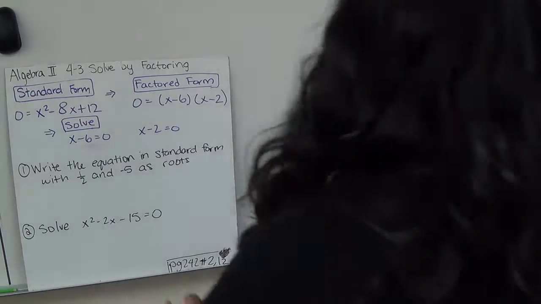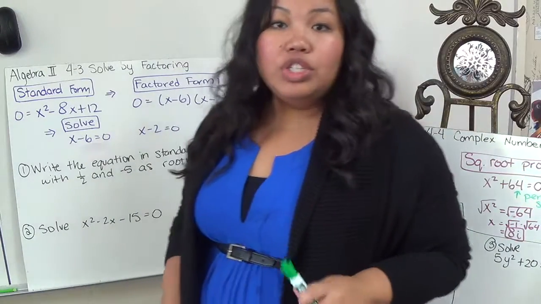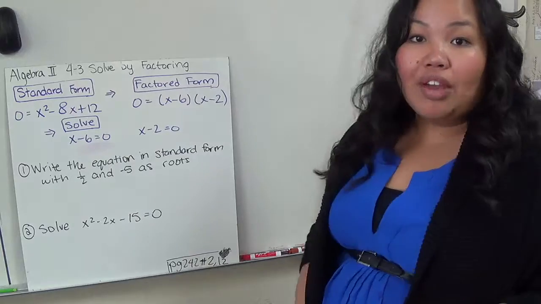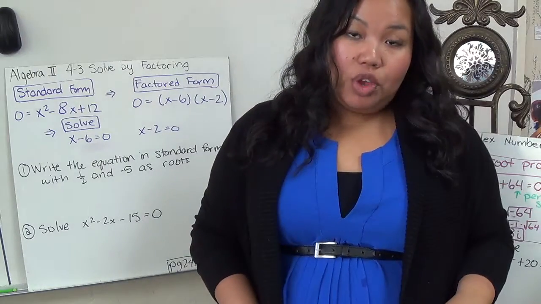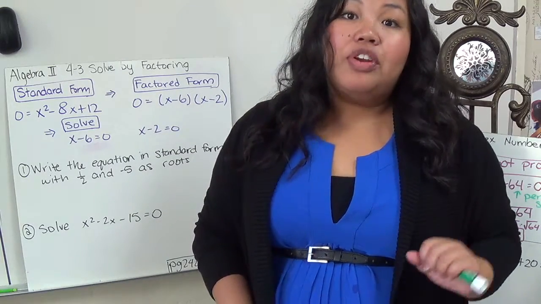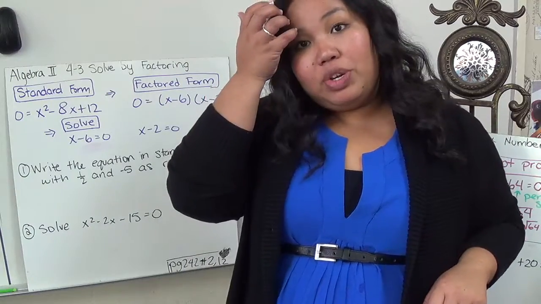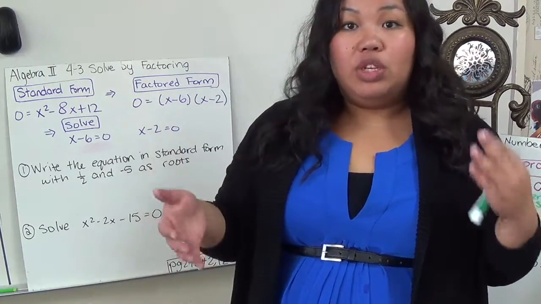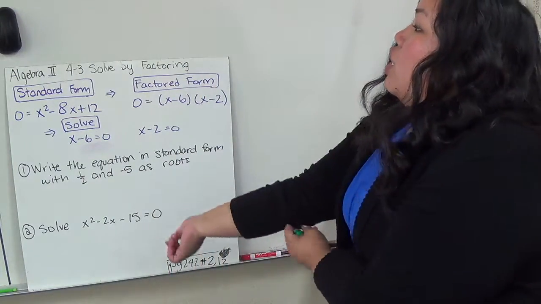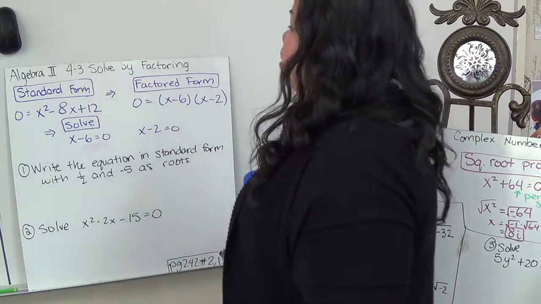In Algebra 2, Section 4.3, now that you know how to solve by graphing, we're going to be solving quadratic equations by different methods algebraically for the rest of the chapter. So the first method is solve by factoring.